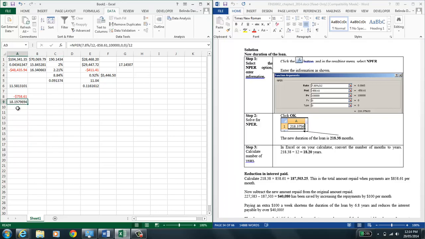Okay, so we've got 18 years of repayments, and if we want to know how much they paid, we use the monthly amount, 218.38. We multiply this by the monthly repayments, which was $858.61, to see how much they paid altogether. So they paid $187,503. So if you subtract the original loan of $100,000, they're now paying $87,503 interest.